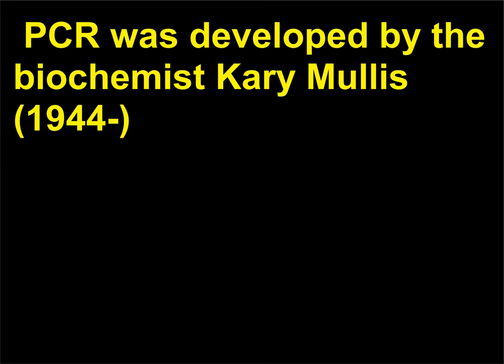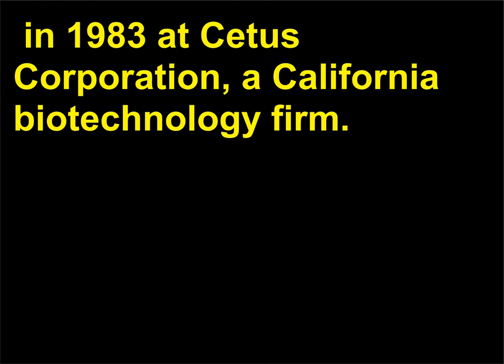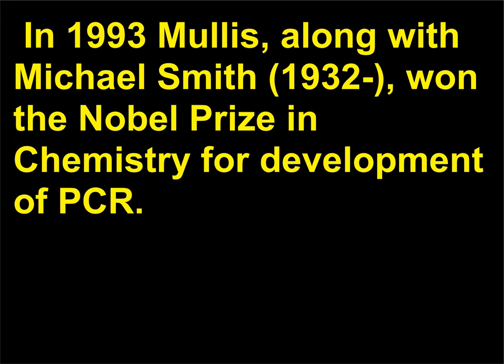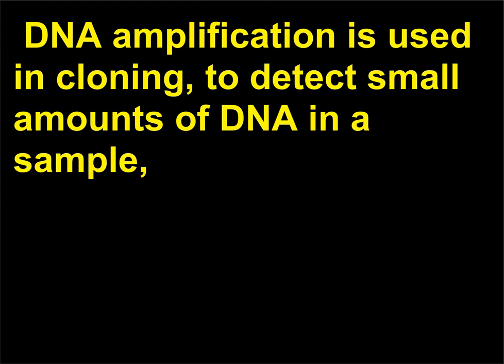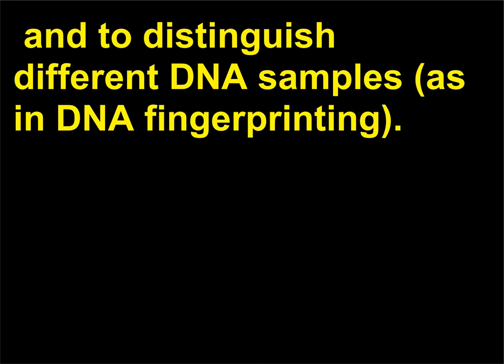PCR was developed by the biochemist Kary Mullis, born 1944, in 1983 at Cetus Corporation, a California biotechnology firm. In 1993 Mullis, along with Michael Smith, born 1932, won the Nobel Prize in Chemistry for development of PCR. DNA amplification is a method by which a small piece of DNA is copied thousands of times using PCR. DNA amplification is used in cloning, to detect small amounts of DNA in a sample, and to distinguish different DNA samples, as in DNA fingerprinting.